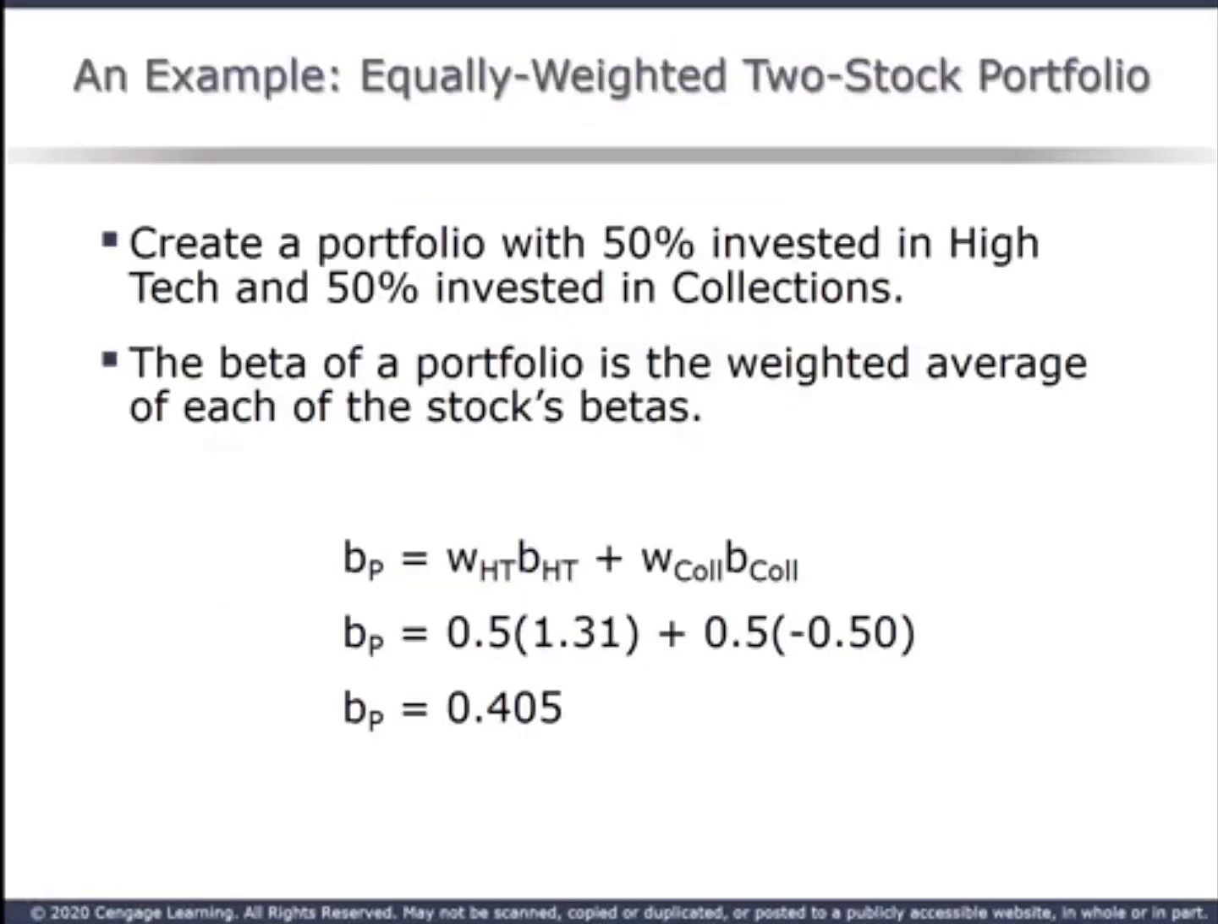Let's work through an example of a portfolio beta calculation. Continuing our sample portfolio of 50% high-tech, 50% collections. High-tech's beta is 1.31, collections beta minus 0.5. So the beta of the portfolio is 0.50 times 1.31 plus 0.50 times minus 0.5, equal to 0.405.